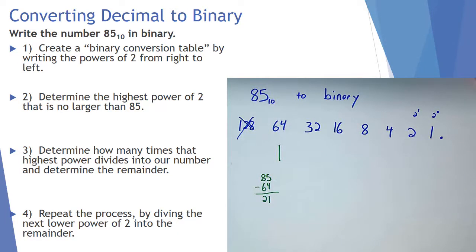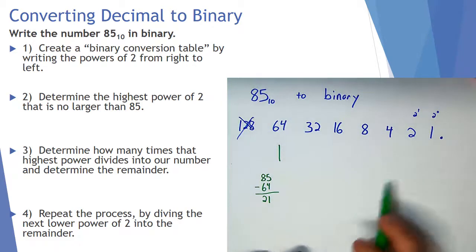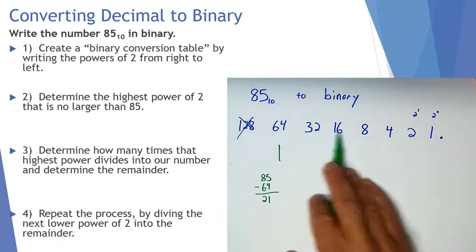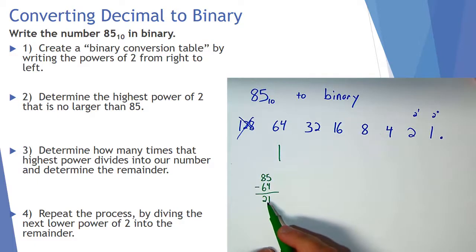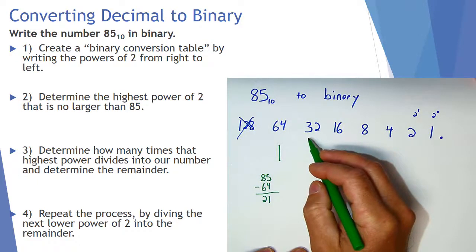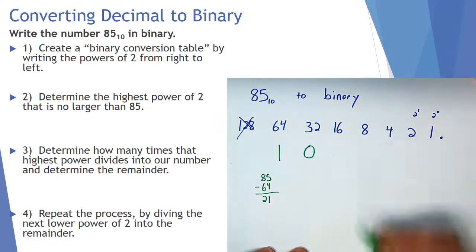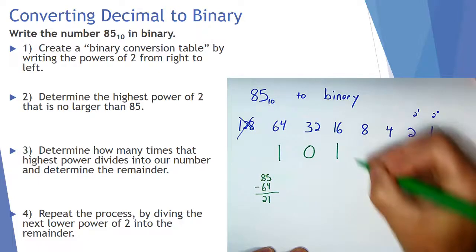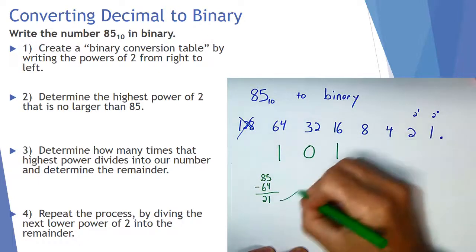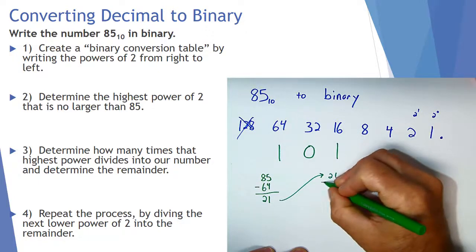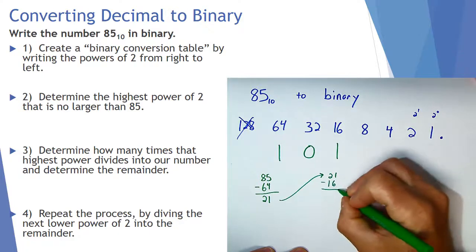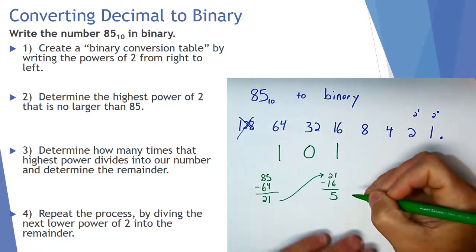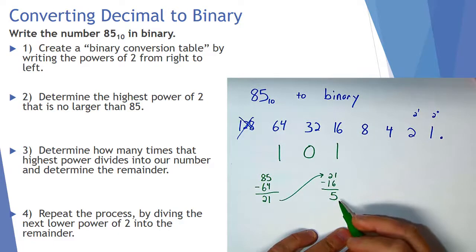Now we start that process again. We say, all right, what's our highest power of 2 on our list that fits into 21? Well, 32 doesn't fit into 21, so we're not going to use that, and we can put a 0. But 16 fits into 21, so let's put a 1 right there. And so then we take our 21 and subtract off the 16 that we just spent, and that leaves us with 5. All right, and we start the process over.